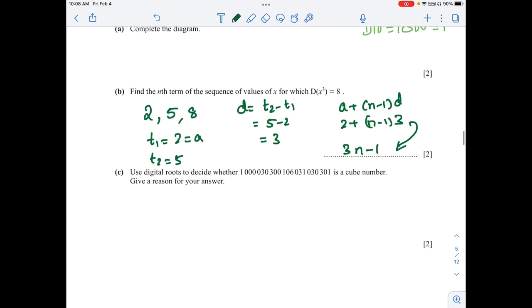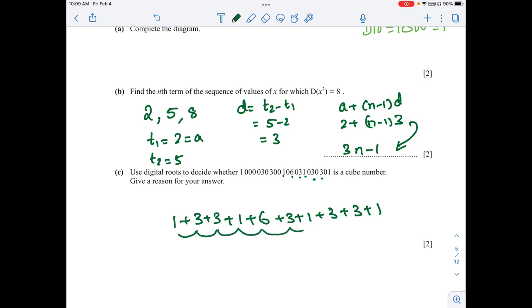Use the digital roots to decide whether the number is a cube number or not. So what is the digital root of this one? 1 plus 3 plus 3 plus 1 plus 6 plus 3 plus 1 plus 3 plus 3 plus 1. So we took 1, 3, 3, 1, 6, 3, 1, 3, 3, 1. So 1 plus 3 is 4, 4 plus 3 is 7, 7 plus 1 is 8, 14, 17, 18, 21, 24, 25.